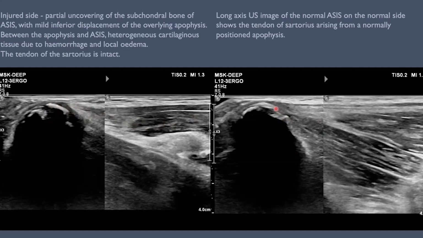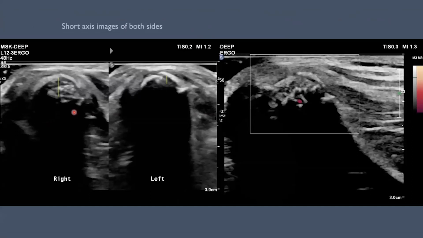On the other side, we see the attachment well. There is some hypoechogenicity here because of anisotropy, but otherwise the tendon was intact. Coming to the short axis images, if we again compare the two sides, this is the right side and this is the left side, the symptomatic and asymptomatic side.